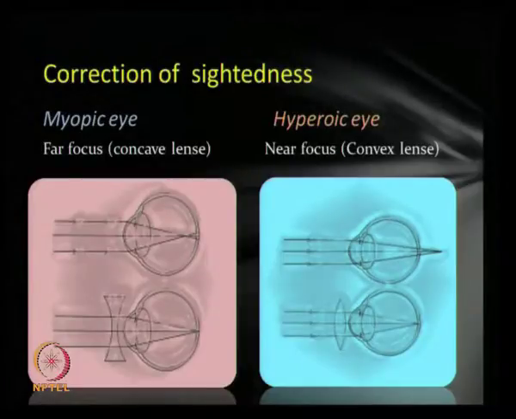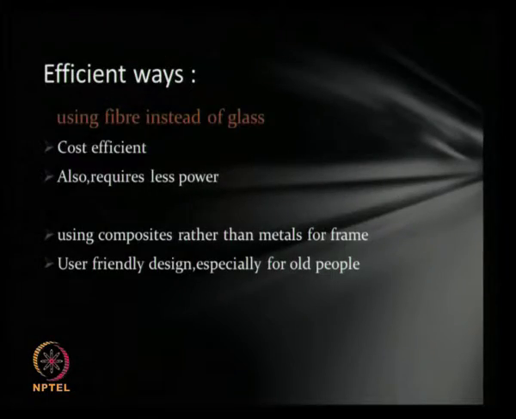As you can see from the slide, for a myopic eye we can use a concave lens. As all of you know, a concave lens diverges the light coming through it and makes the focus fall on the retina. And in a hypermetropic eye we can use a convex lens, which makes it fall on the retina by converging it. And these are some of the efficient ways to correct them.